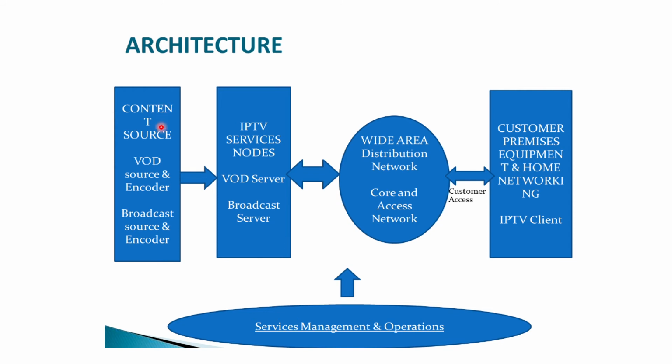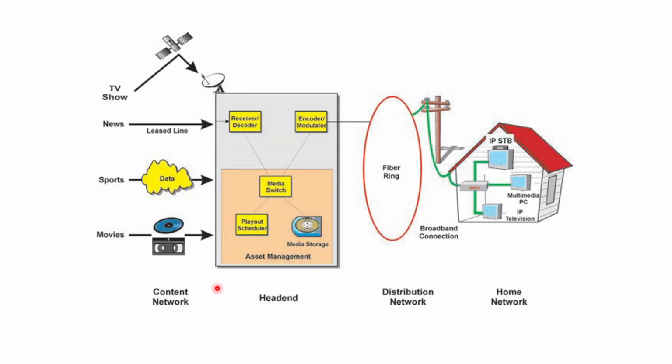So first is the content source, either VOD source and encoder, broadcast source and encoder, then goes to the service nodes, goes to the wide area distribution network, and finally it goes to the consumer premises. Now you can see it goes in one way, but these two are having two-way communications. Customer can demand anything from this wide area distribution network. Okay. Now this is the content network.